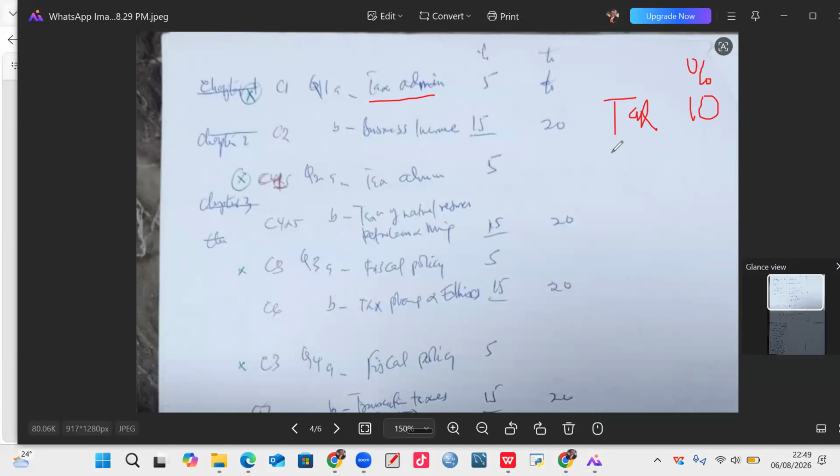Business income and the tax administration, you see it in question 1A and question 2A, 5 marks each. That's number 1. If the lecture note is on business income, BI, it's 15 marks. And where will you find the business income? You find it under question 1B. Going back from 2024, you always see business income as question 1B.